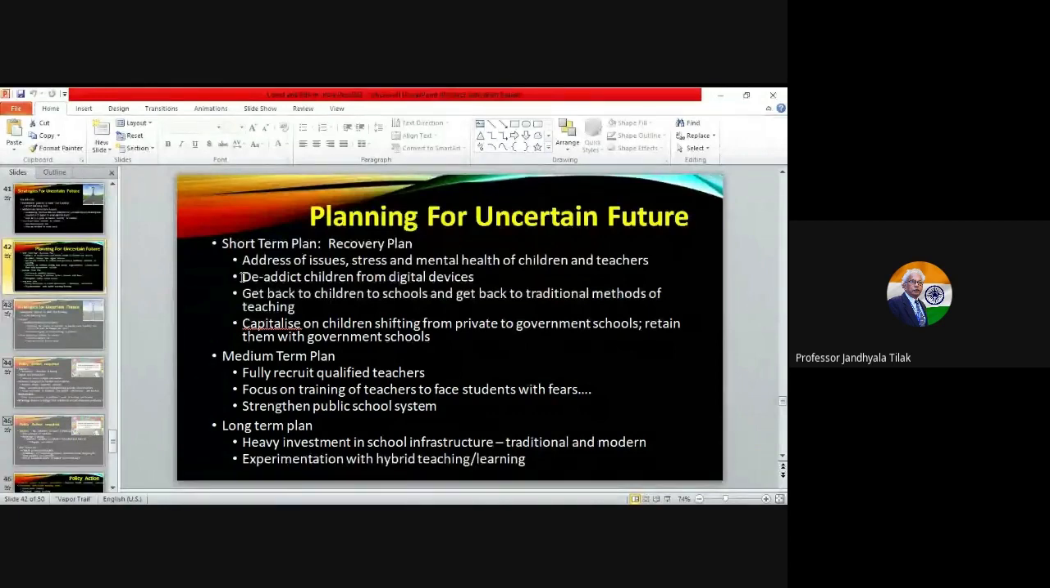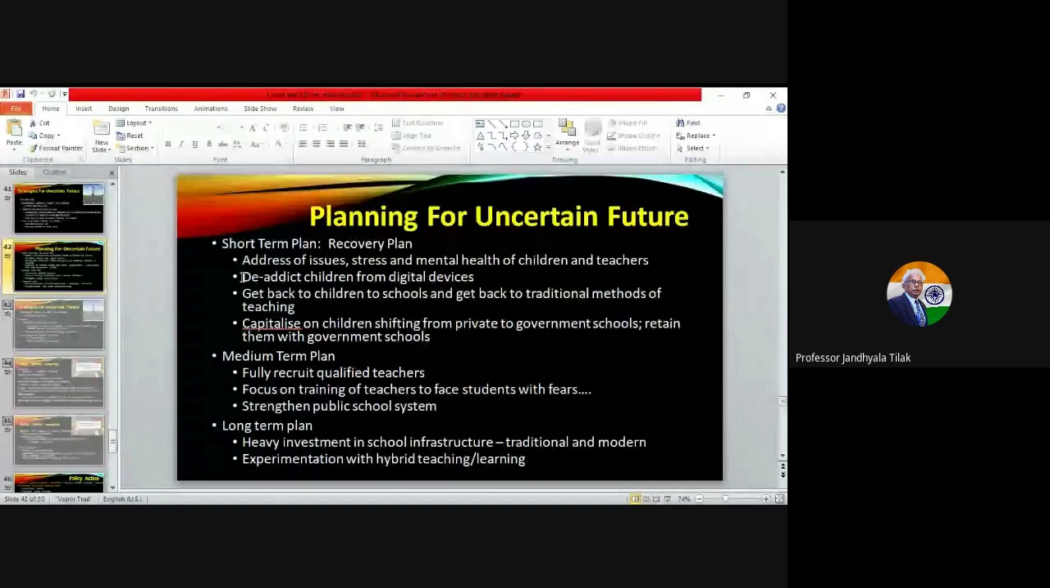And what we experience in some cases is that there's a big shift of students from private schools to government schools. If that can be taken up very strongly and enforced, and they can take advantage of it by improving the government school systems, I think that would be a good plus point for the government school systems.